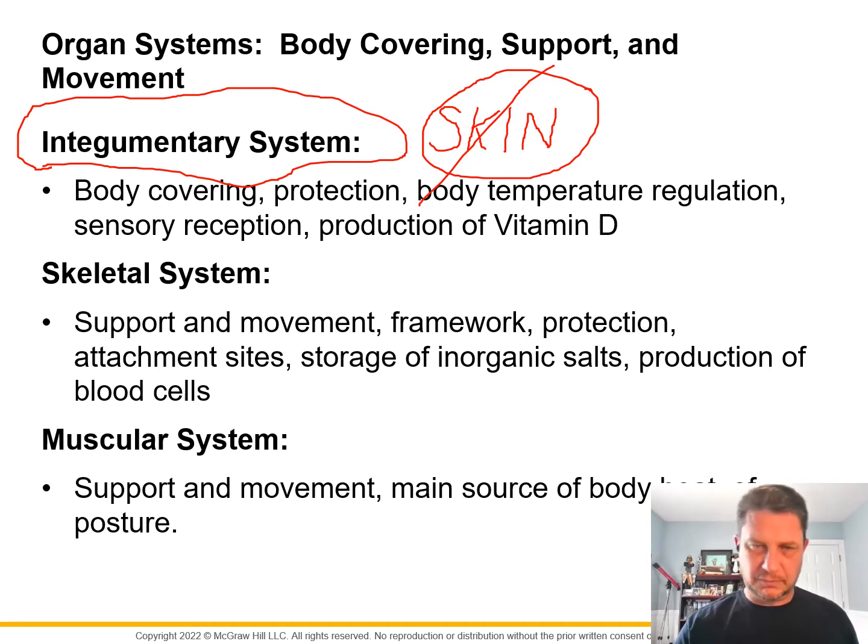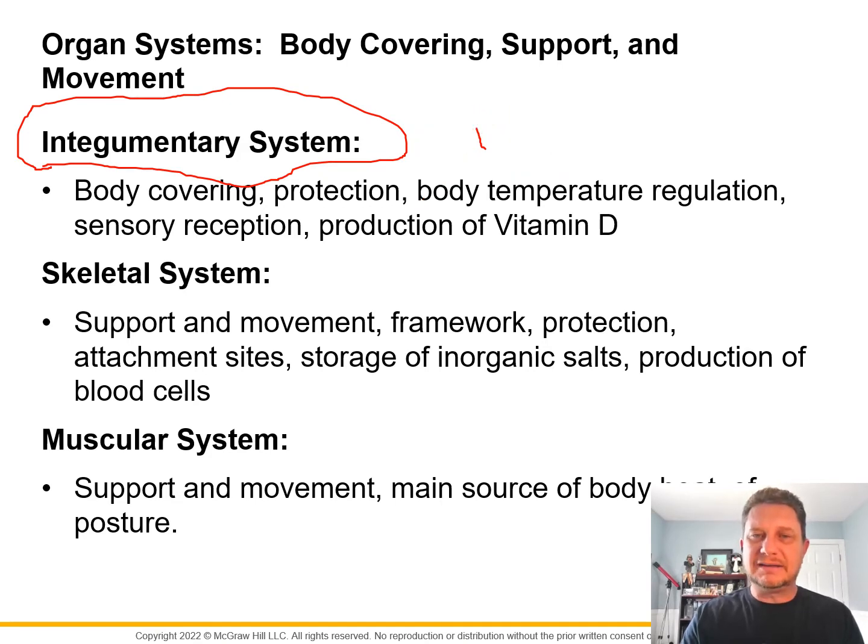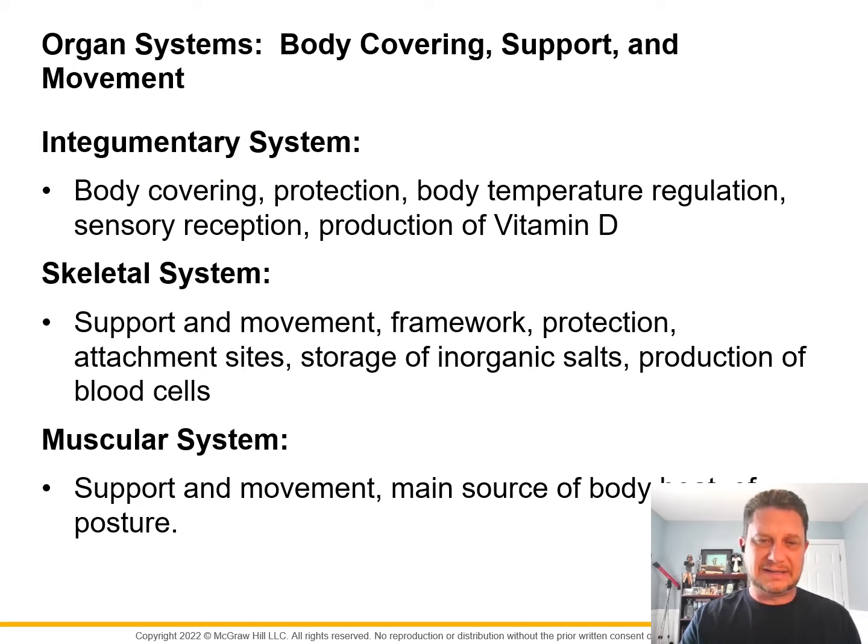The skin's a specific part. I want to make sure we know that. But the integumentary system is what covers our body, and it has a lot of different things it does. One of the main ones is body temperature regulation, and we looked at that when we were looking at homeostasis. But basically, the integumentary system, for lack of a better way to describe it, is the skin. But when we get into it, like I said, we'll get more specific.